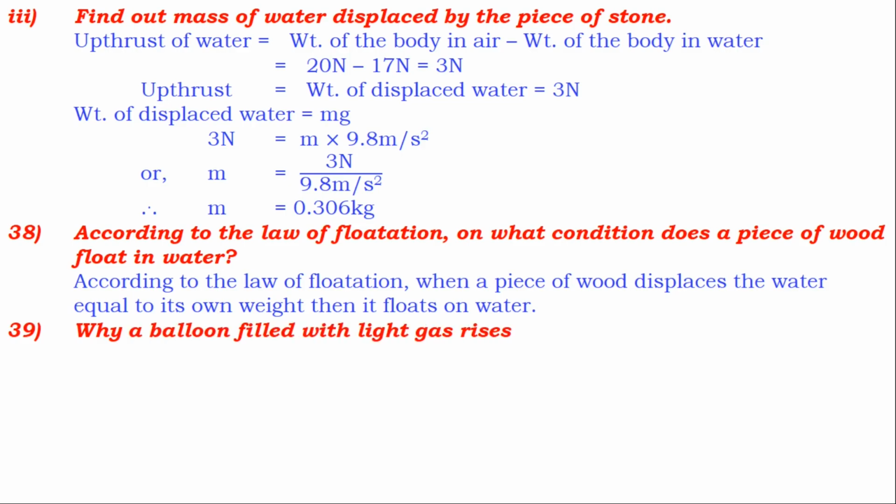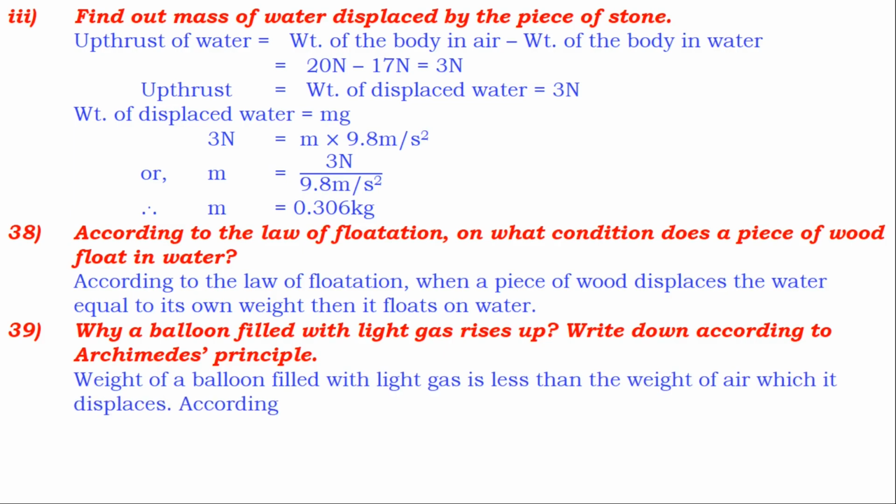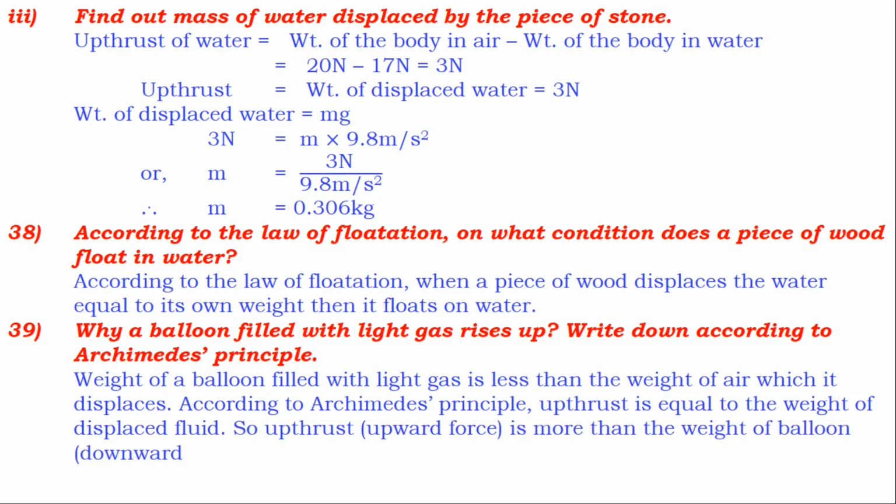Now let's go to another question. Why does a balloon filled with light gas rise up? Write down according to Archimedes principle. Weight of a balloon filled with light gas is less than the weight of the air which it displaces if we compare. According to Archimedes principle, upthrust is equal to weight of displaced fluid. So upthrust, that means upward force, is more than the weight of the balloon, that is downward force.